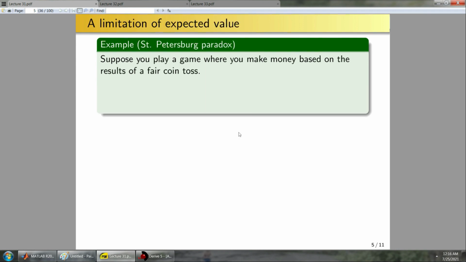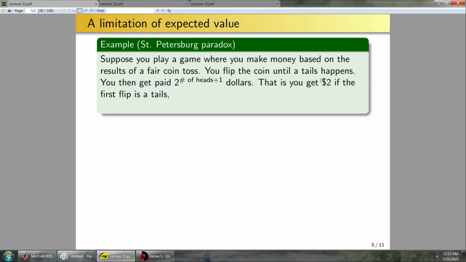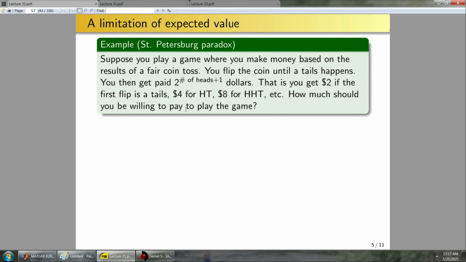Suppose I play a game where I make money based off the result of a fair coin toss. So we've seen a lot of these before, so how is this going to be different? Well, here I'm going to flip the coin until a tails happens, and I'm going to get paid 2 to the number of heads plus $1 at the end of the game. So to be explicit, that is, I get $2 if the first flip is a tails, so 2 to the first. I get $4, so 2 squared, if I get heads followed by a tails, and I'd get $8 for a heads followed by a heads followed by a tails, etc. So the question for this paradox is, how much should you be willing to pay to play this game?